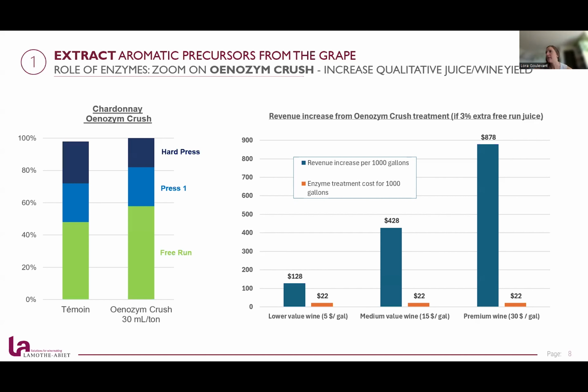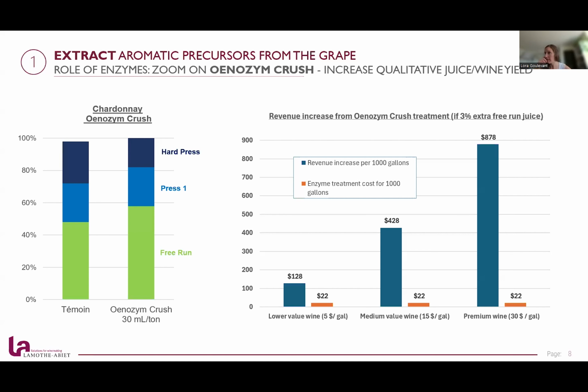we calculated the impact in terms of the economy you make if you have a wine that is sold at $5 per gallon, $15, so medium value wine, or premium wine at $30 per gallon. So you can see that just by having 3% more free run juice, where you don't have to work too much on it, it's usually the top of the quality, you can get up to $878 more because you basically sell more of this qualitative juice.